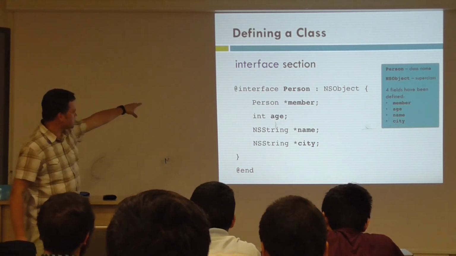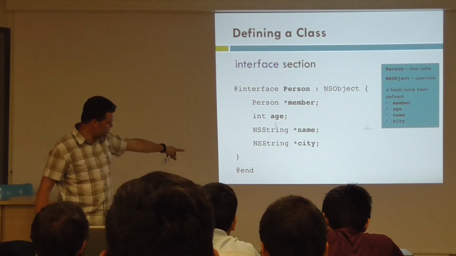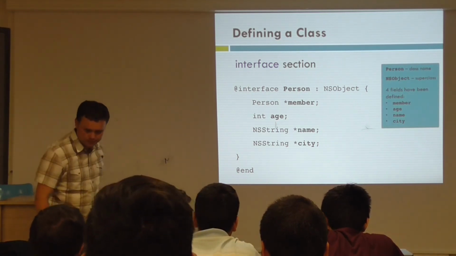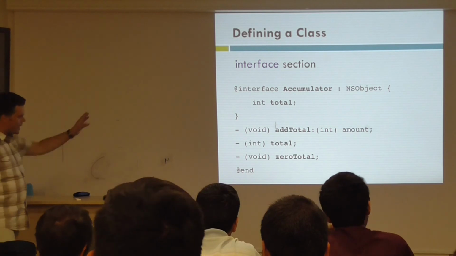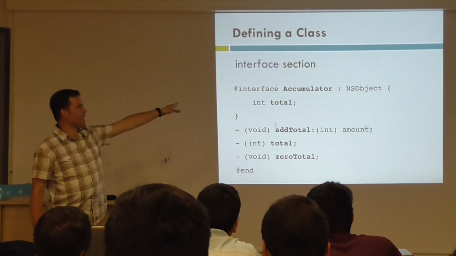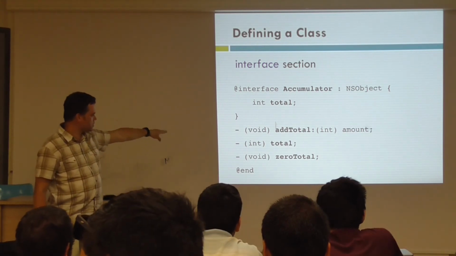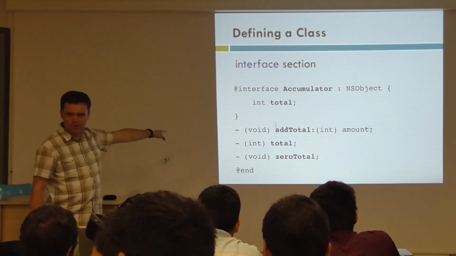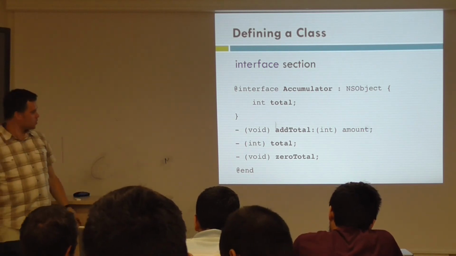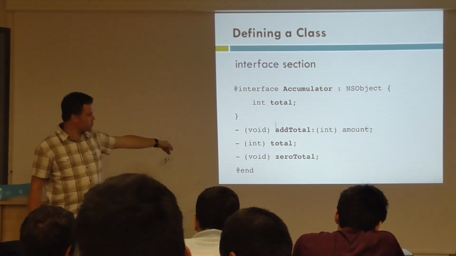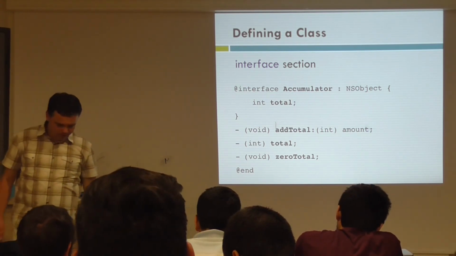We can see interface and end. This is the end of that interface. So we should add this line end. Another interface. Accumulator also inherits from NSObject, with only one field, and you can see 3 different methods: add, total, and zero total. So you can see no returning value, void, int as returning value, and void returning value.